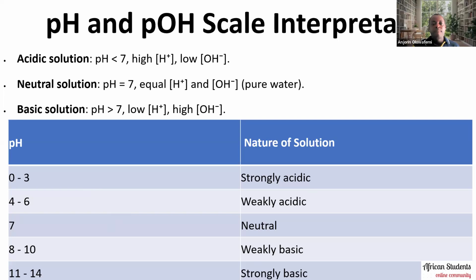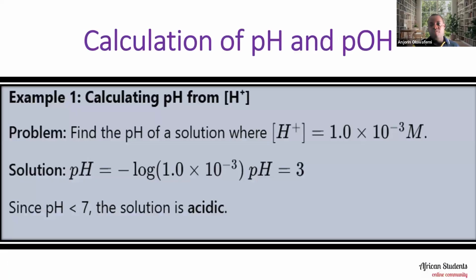Let's move along and do some calculations of pH and pOH now. Example 1: calculate pH from hydrogen ion concentration. Find the pH of a solution where the hydrogen ion concentration equals 1.0 times 10 raised to the power minus 3 molar. The pH equals minus log of 1.0 times 10 to the power minus 3, so the pH is 3. Since the pH is less than 7, the solution is acidic.